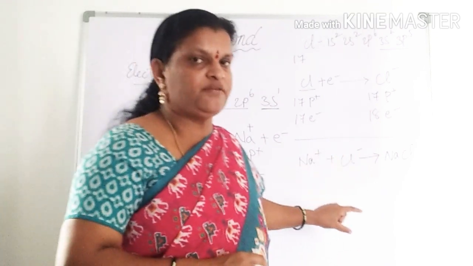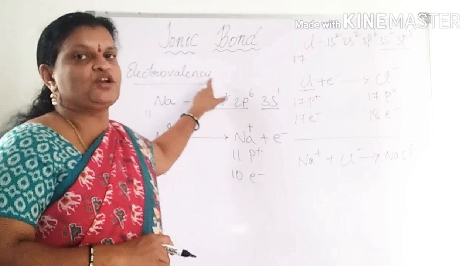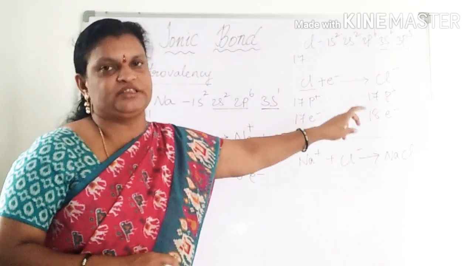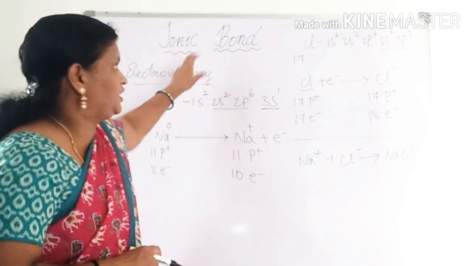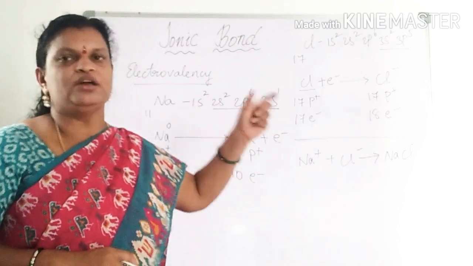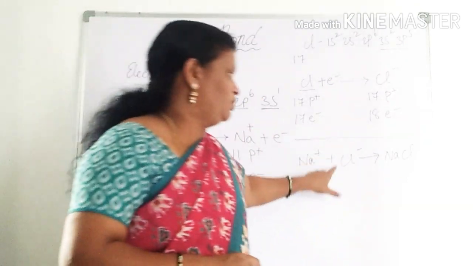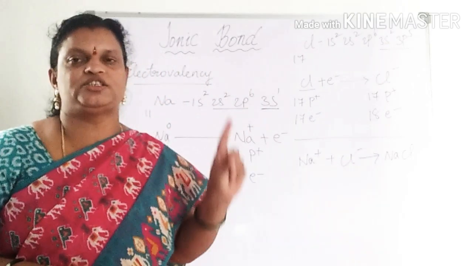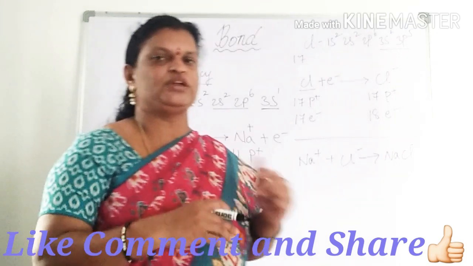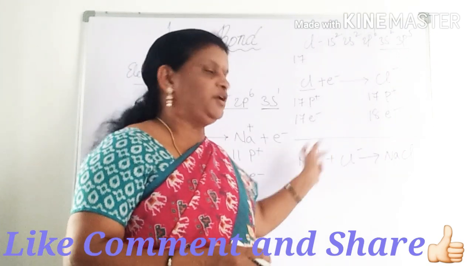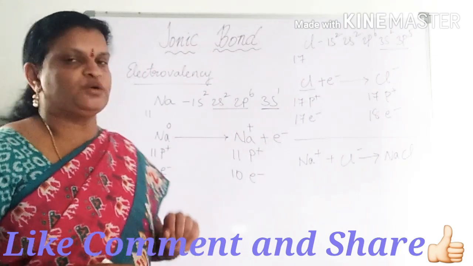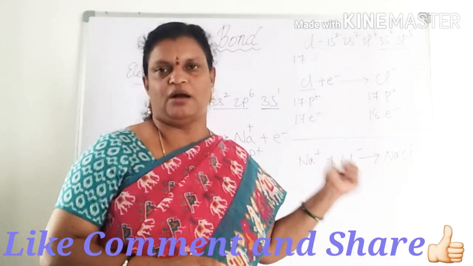And we give one more name based on valency. What is that? Electrovalency, the concept of the number of electrons lost and gained. That is why we have one more name for this ionic bond: electrovalent bond. Electrovalent bond and ionic bond are similar. So we can say that one electron is transferred from sodium to chlorine. Because of that, a cation and an anion are formed, and the sodium chloride compound is formed. So we can say that sodium chloride is an ionic compound, right?